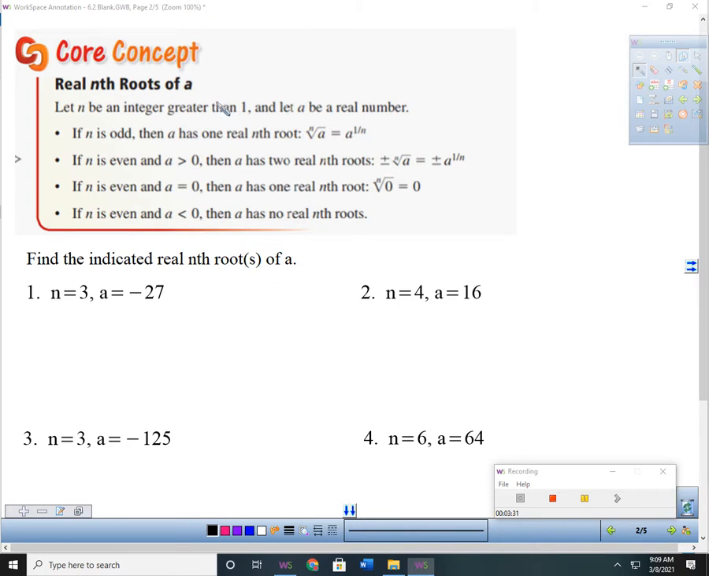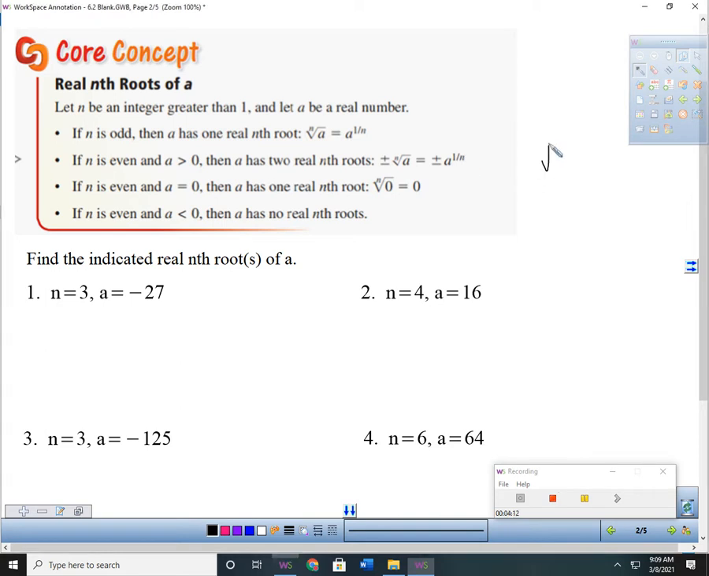n is representing our root number, our index. And we're going to let a be a real number. If your root number is odd, so 3, 5, 7, 9, then you only have one real root. If your root number is even, so 2, 4, 6, 8, 10, and the number underneath is bigger than 0, so 1, 2, 3, 4, 5, 6, 7, then you have 2 real roots.